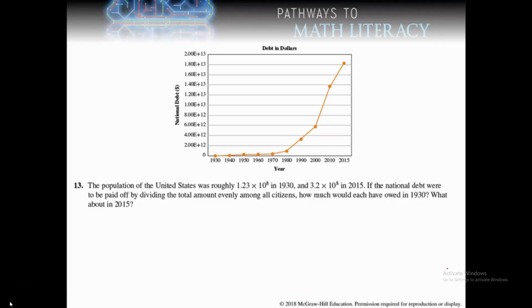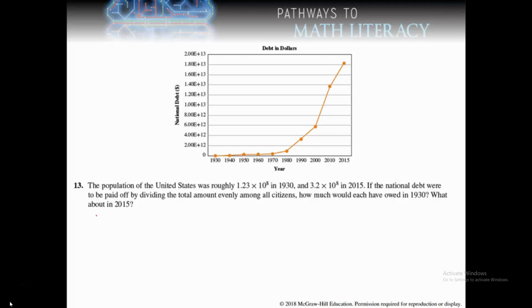Here we're supposed to use the national debts that we were given in the last problem, and then this extra information, the population of the United States in 1930, and then the population in 2015. And we're supposed to use those to figure out if the national debt were to be paid off by dividing the total amount evenly among all citizens, how much would each person owe?